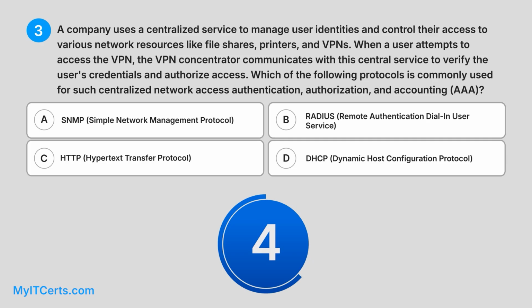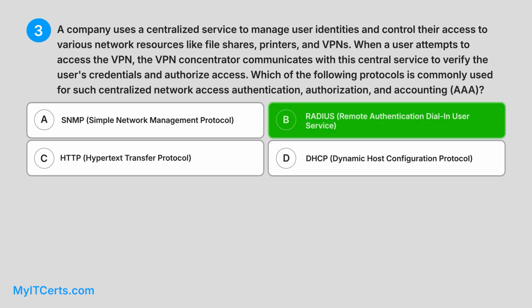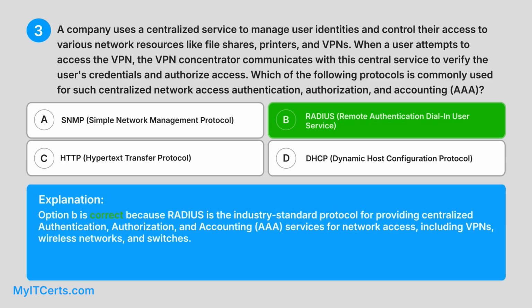Can you guess the answer? Correct answer, B. RADIUS, Remote Authentication Dial-In User Service. Explanation. Option B is correct because RADIUS is the industry standard protocol for providing centralized authentication, authorization, and accounting, AAA services for network access, including VPNs, wireless networks, and switches.